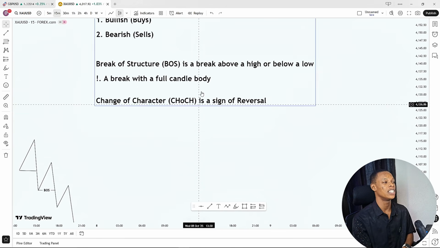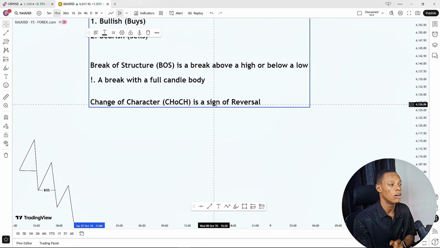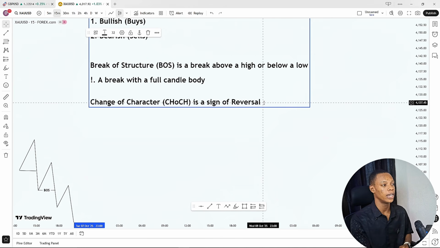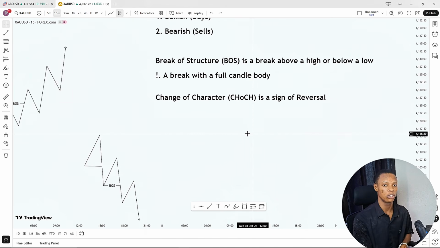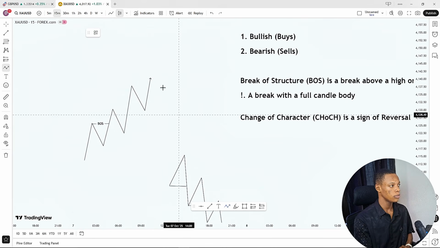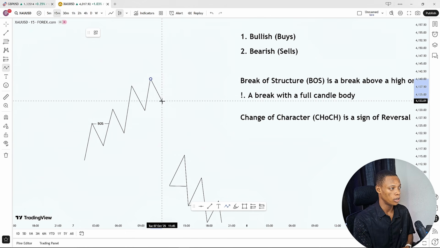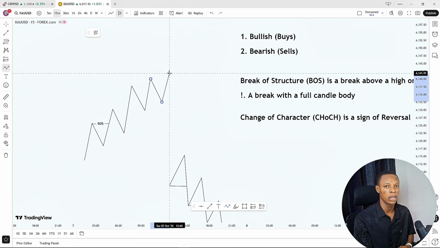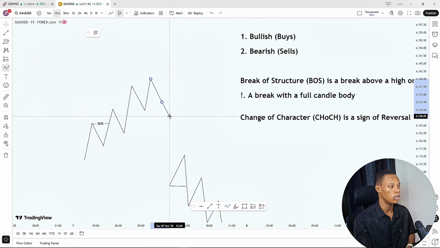Then the second thing is a change of character. Change of character now is a sign of reversal, a sign that this market is now changing from maybe bullish to become bearish or bearish to become bullish. Normally, since the price has created a higher price, it's meant to come down lower to a point maybe here, then go up to break and then create another higher price.